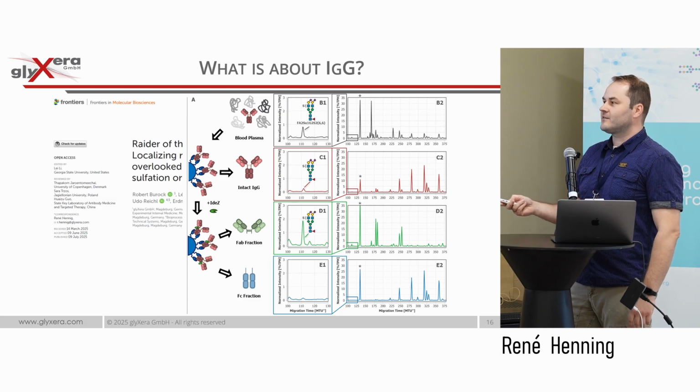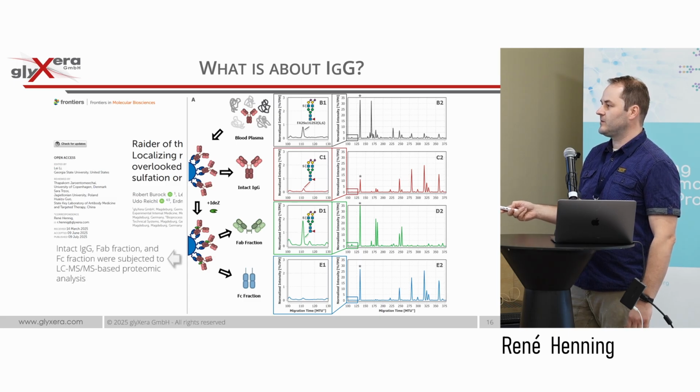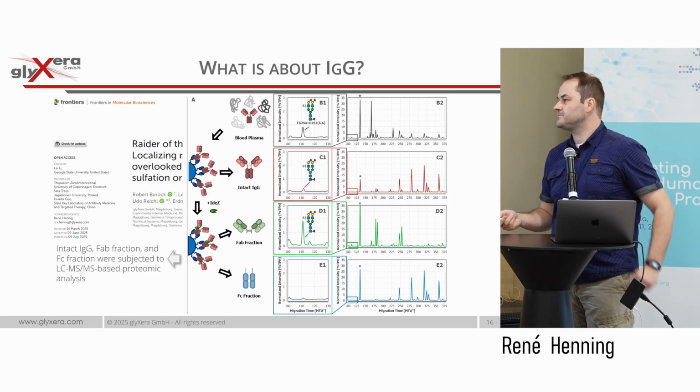And we went ahead and we said, why don't other people see it? So we wanted to localize it. So we did an IdeS digest, on-bead IdeS digest, where we have the Fab fraction and the Fc fraction, and we looked inside, and for the Fc fraction you practically see nothing, but for the Fab fraction you see a huge peak. This means it's most probably attached to Fab.